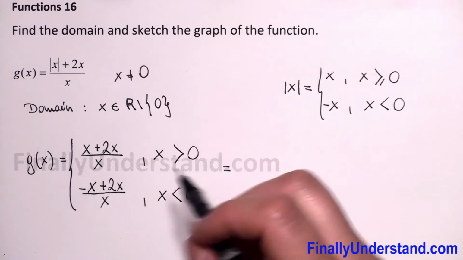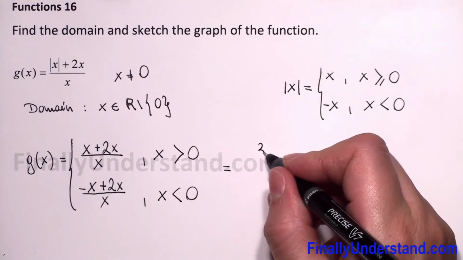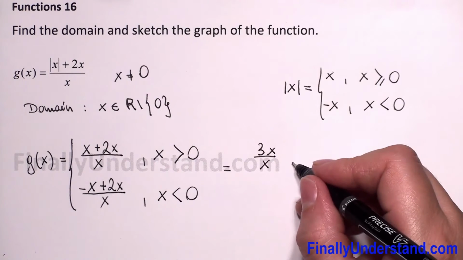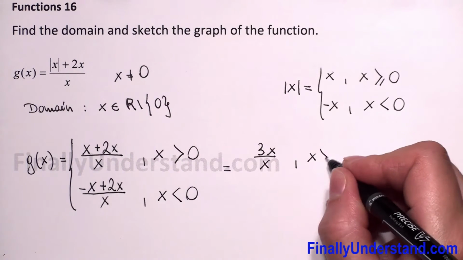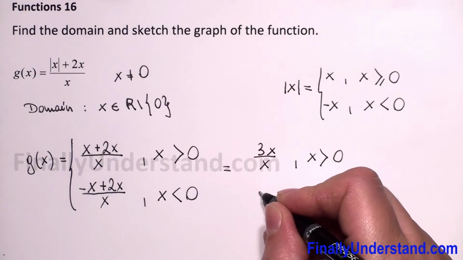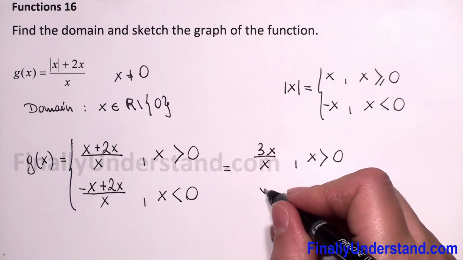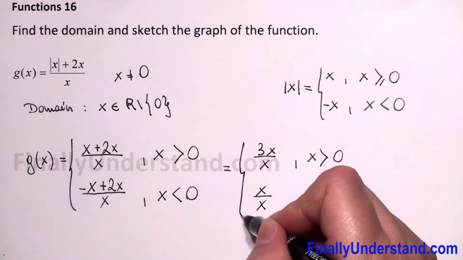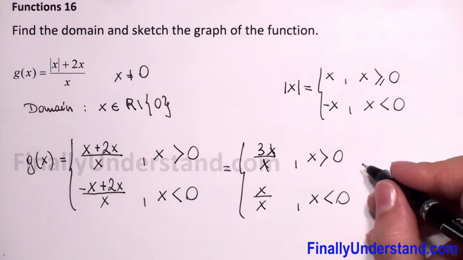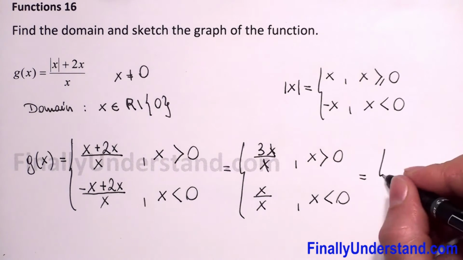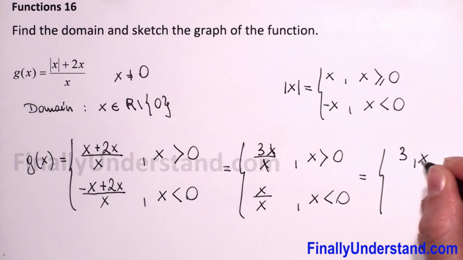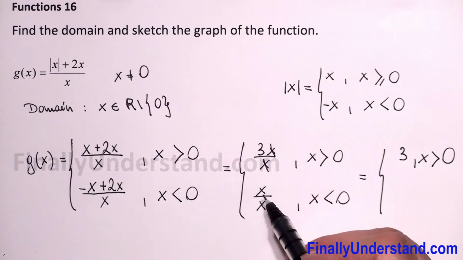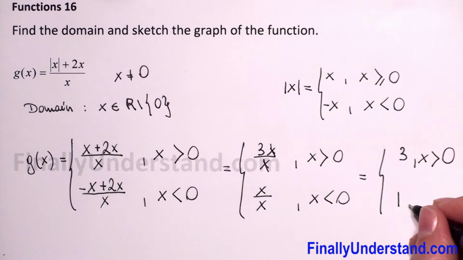Well, now, x plus 2x is 3x over x. This is for x greater than 0. And negative x plus 2x is x over x for x less than 0. We can reduce x and x, so we have g function is equal 3 for x greater than 0 and x over x is 1 for x less than 0. So now we can go to draw our graph.